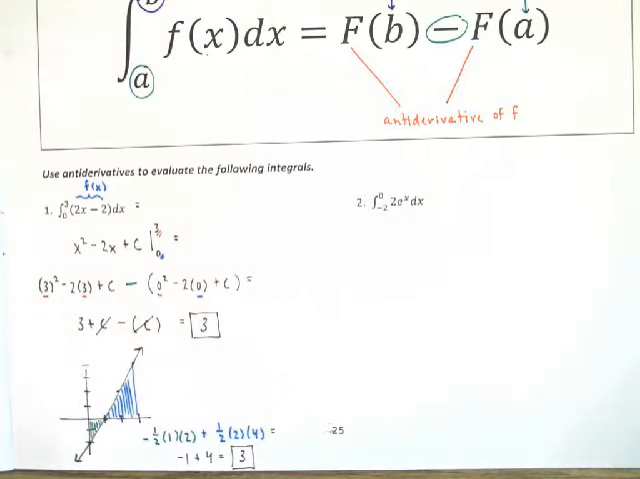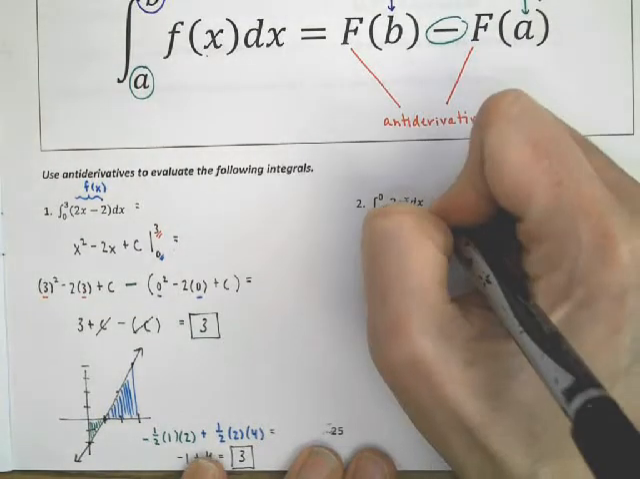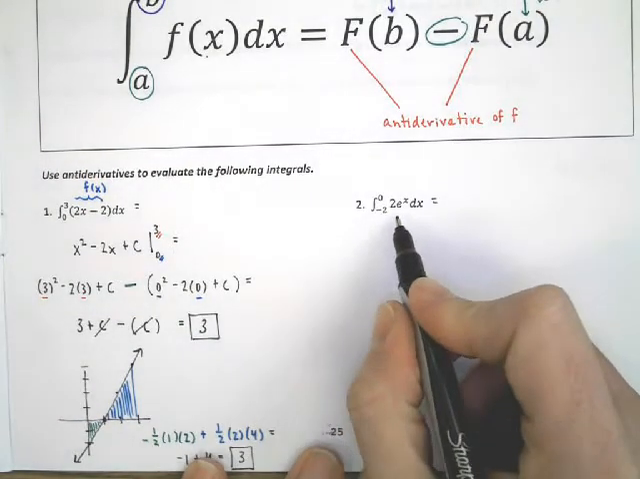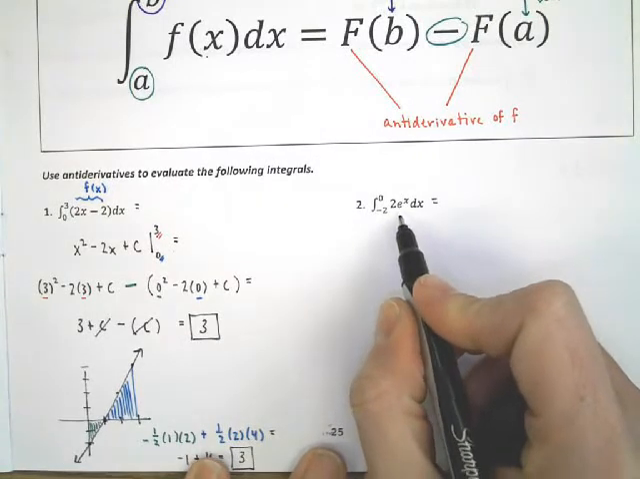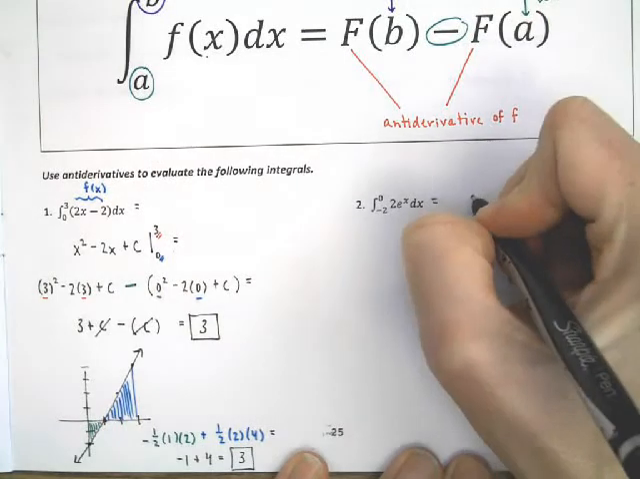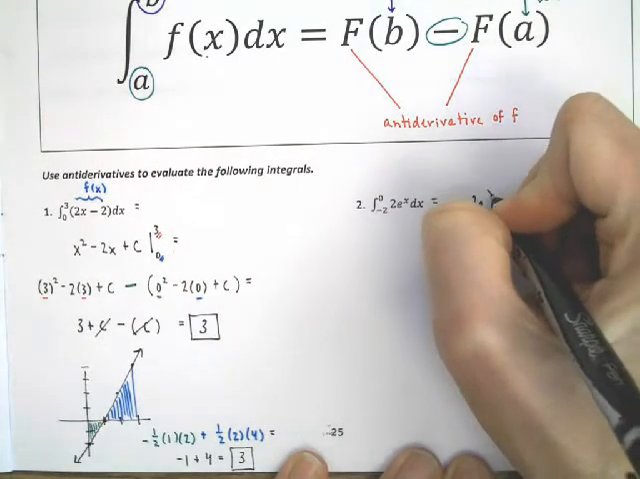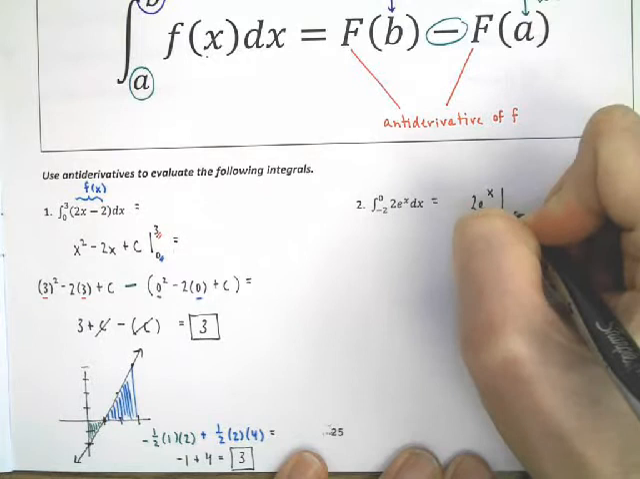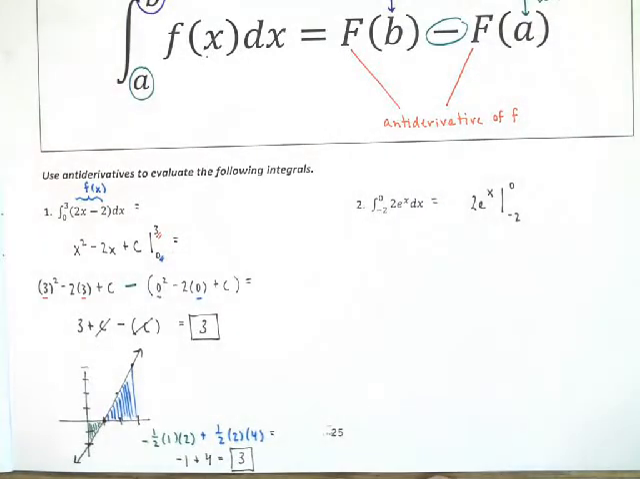All right, so let's keep going here. If I'm going to evaluate this, I need to know what my antiderivative is. Well, this one's nice because the antiderivative of e to the x is just e to the x. So my antiderivative is 2e to the x, and I'm evaluating from -2 to 0.